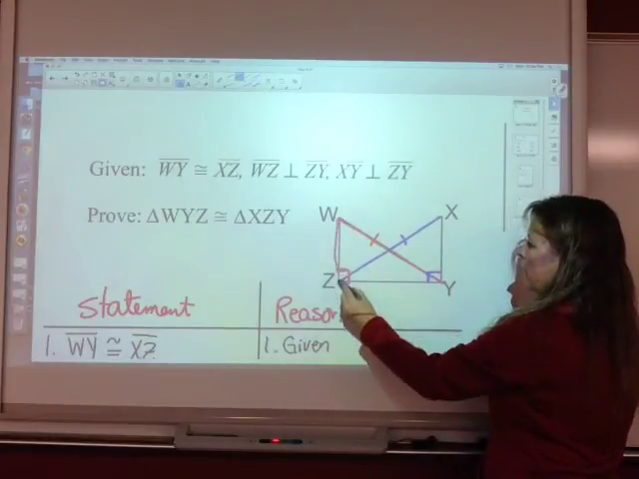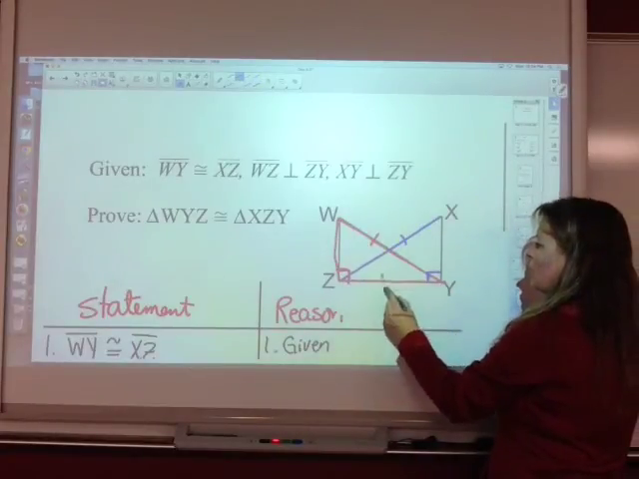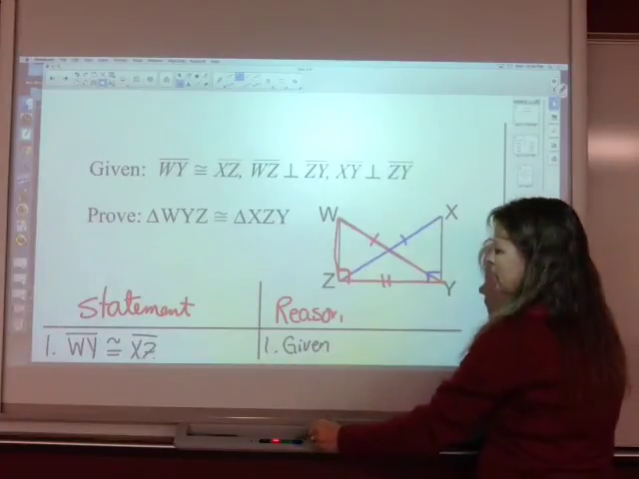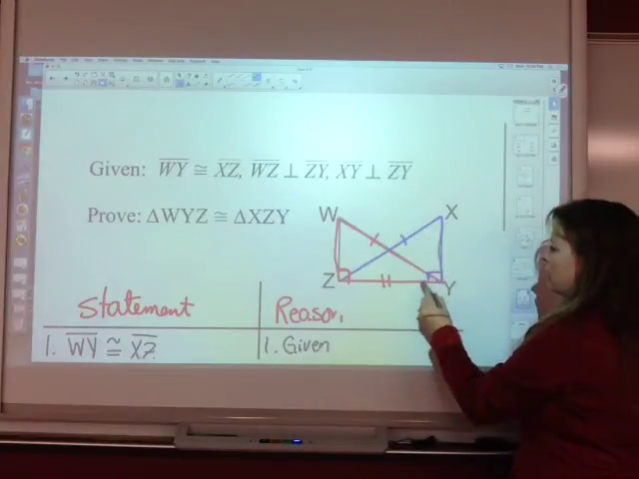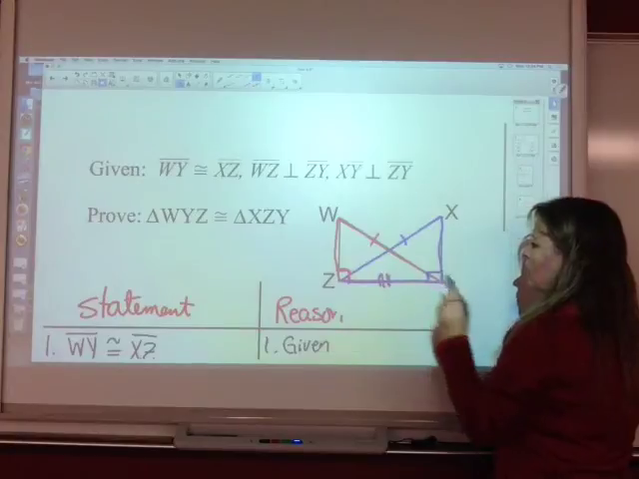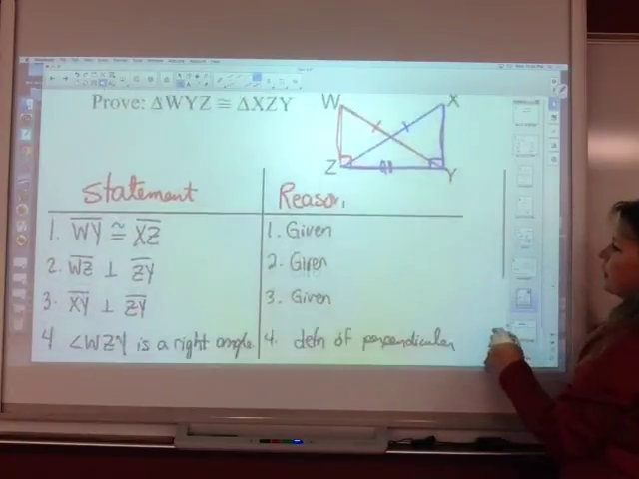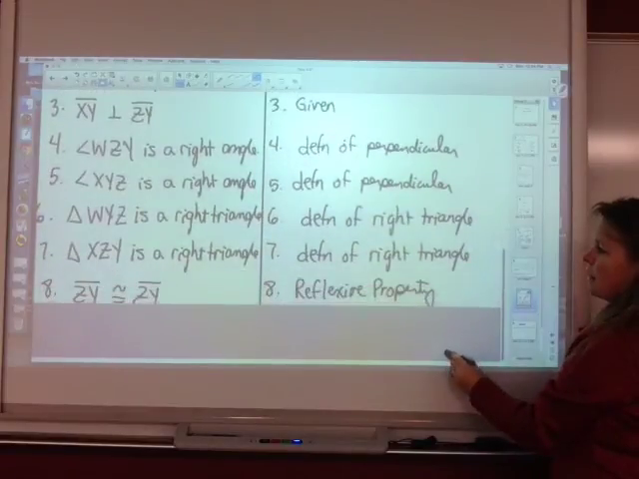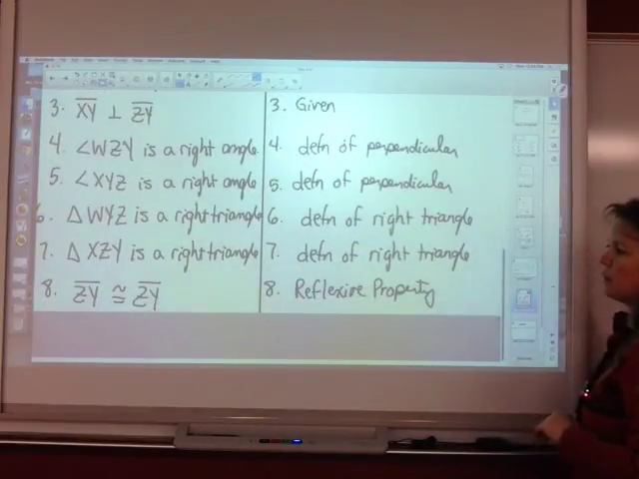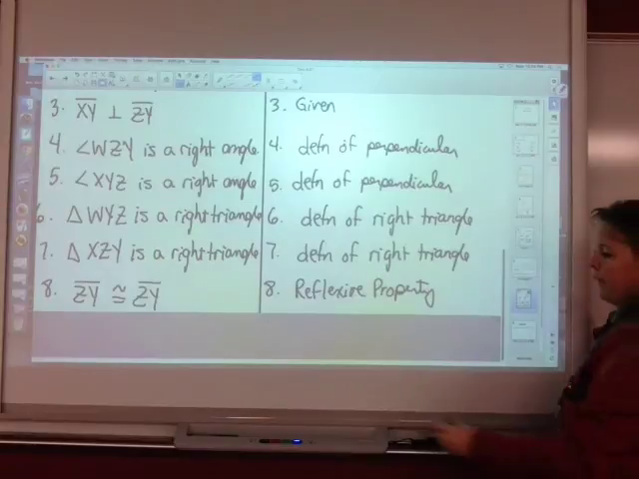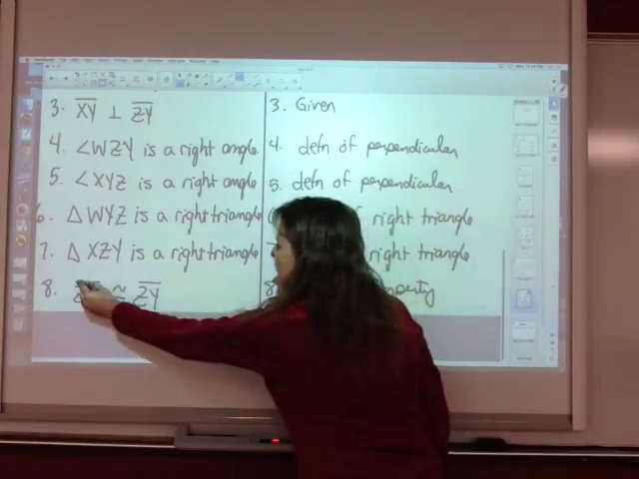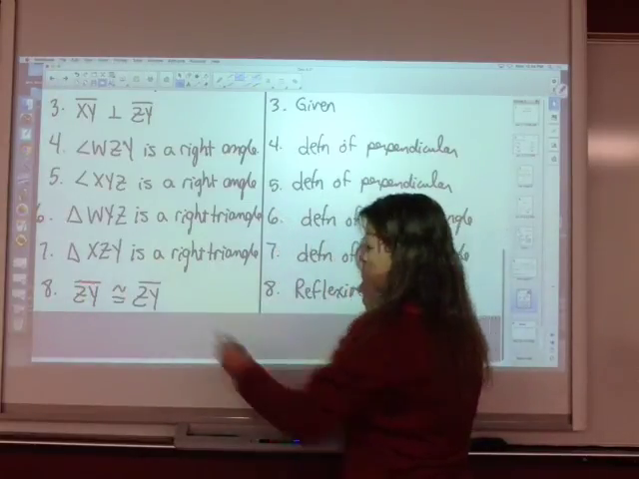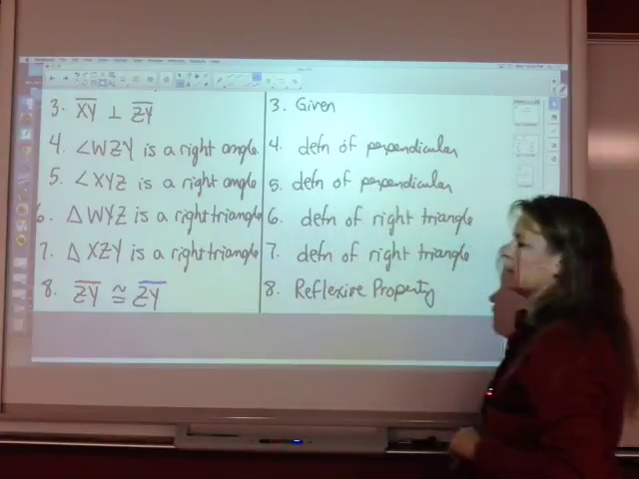If I'm looking at this triangle, I'm going to need this leg. Why is that leg congruent to this leg? Because they are congruent to each other by reflexive property. Segment ZY is congruent to segment ZY by the reflexive property. One of them was from the left, the red triangle. The other one was from over on the right, the blue triangle.